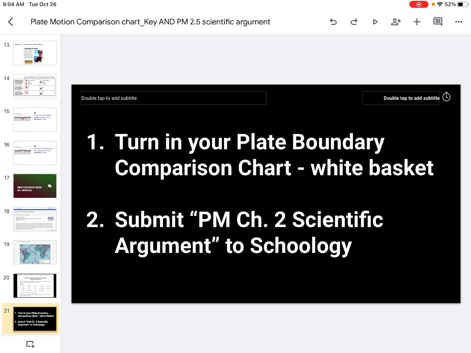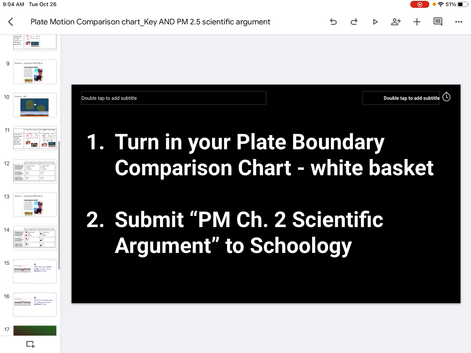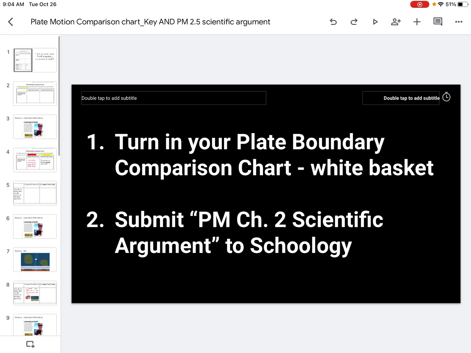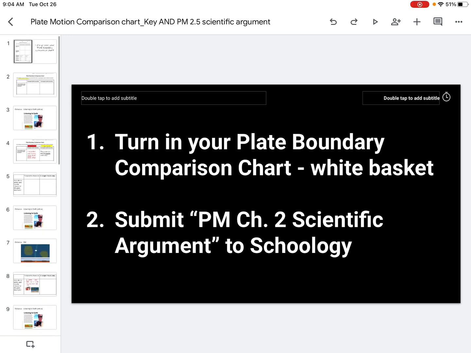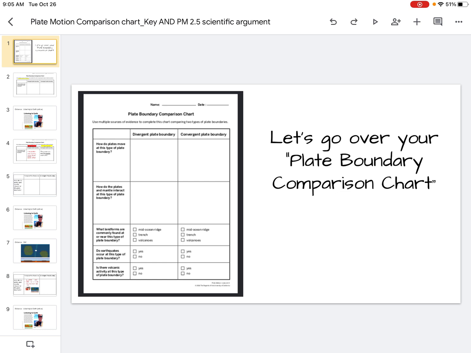So I've got this slide up just to remind you, if you have not yet, you need to turn in 2 assignments for me so I can get those graded. The first assignment is your plate boundary comparison chart. And just as a reminder, this is the thing that we've been filling out that you've been using. It's this thing right here, your plate boundary comparison chart. The title for that in Schoology is plate boundary comparison chart. So go ahead and submit that.